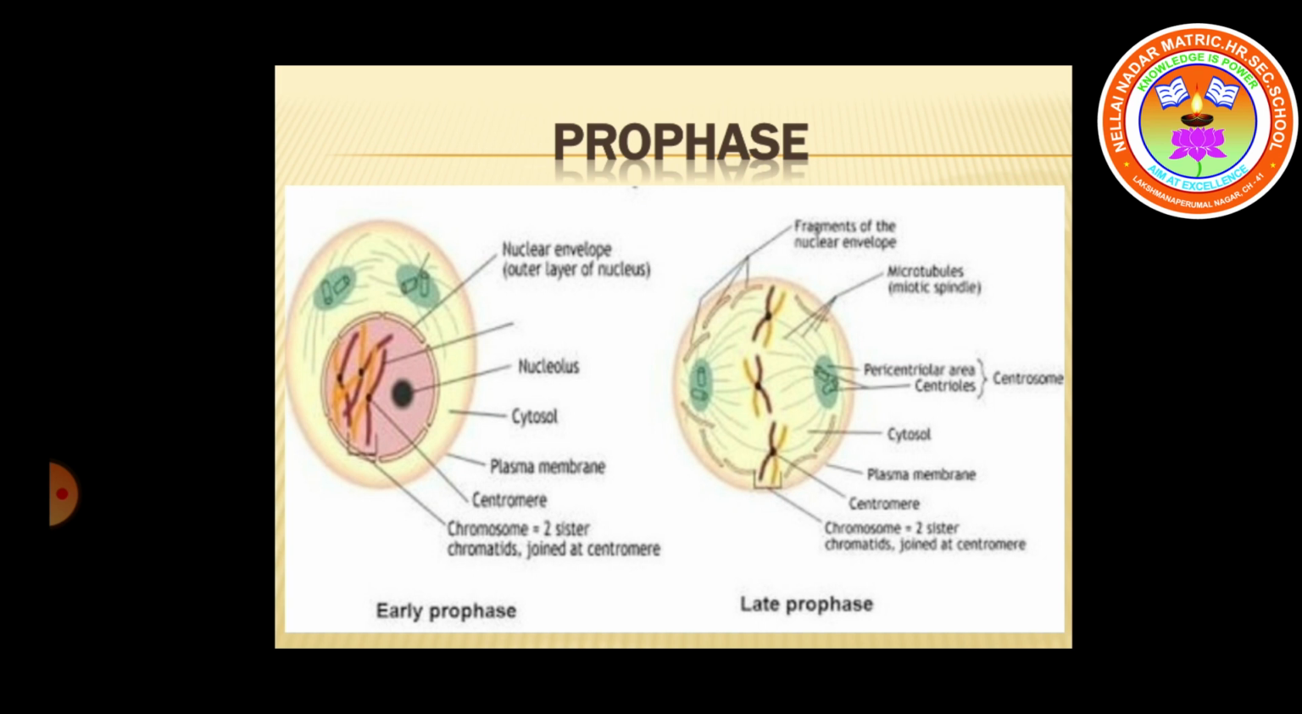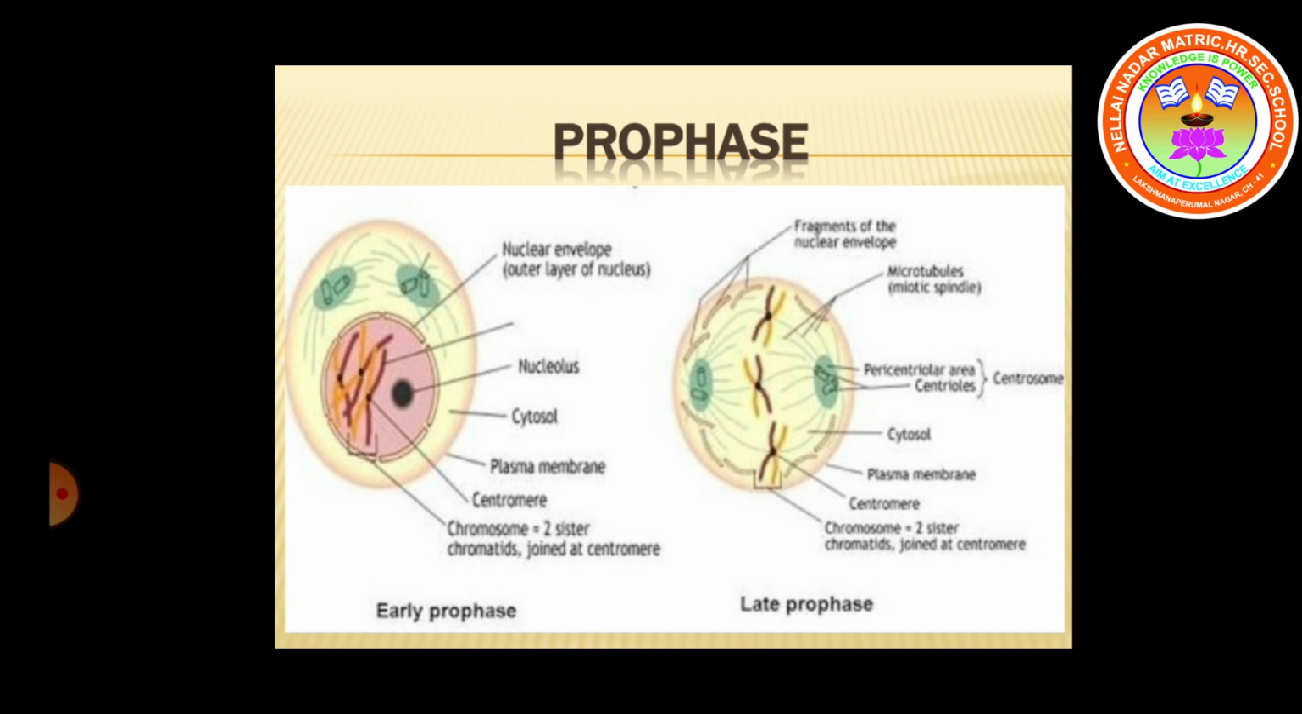And here the nuclear membrane and nucleolus will disappear. Are you clear, children? I am repeating again. In the prophase stage, the chromosomes become short and thick. They are clearly visible inside the nucleus.